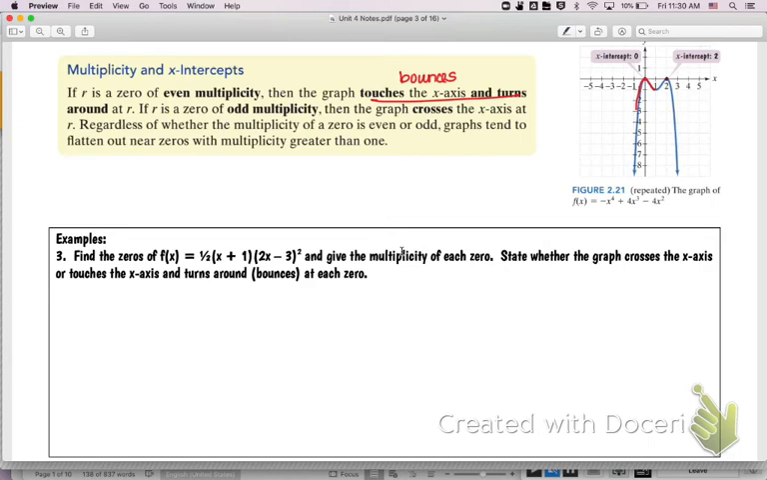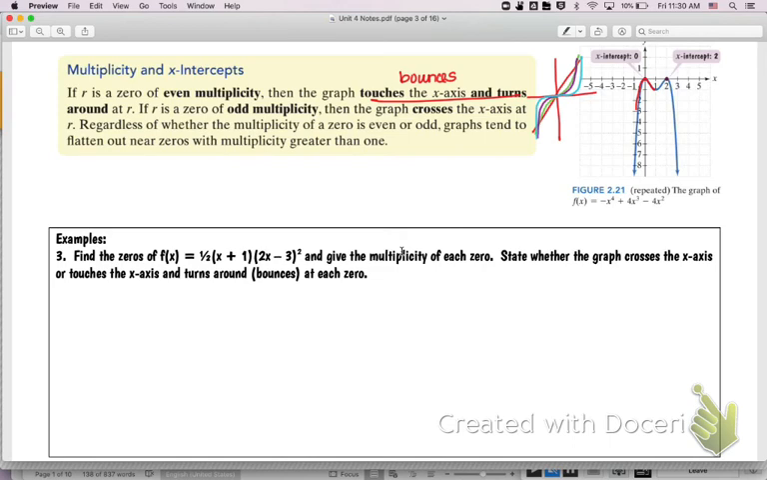As the number gets bigger, it tends to flatten out near that 0. So for example, if I were to think about x cubed, like x to the first goes like this. X cubed flattens out a little bit. X to the 5th would get even flatter. X to the 7th would get even flatter. So that's what happens as the multiplicity gets higher, okay?